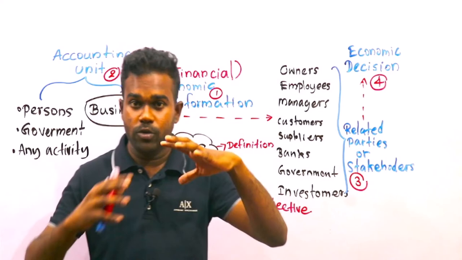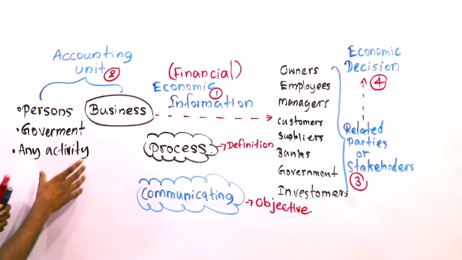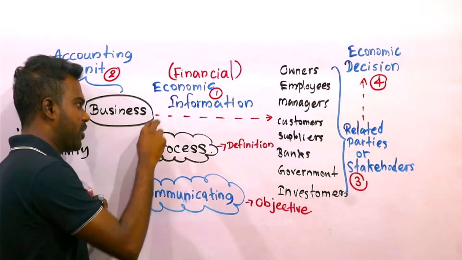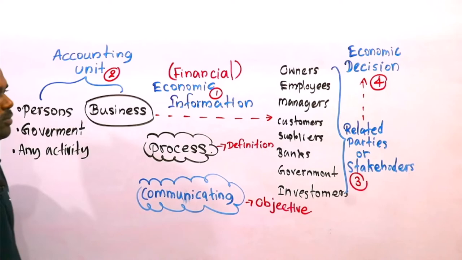We have to use mind maps and other techniques to get a clear idea about the definition. Understood, right? The process of providing economic information regarding an accounting unit. Regarding an accounting unit.